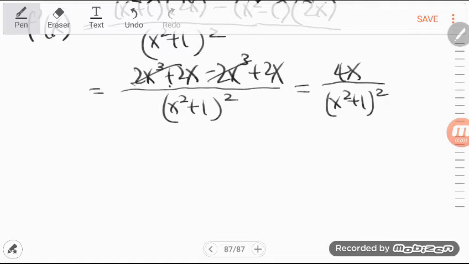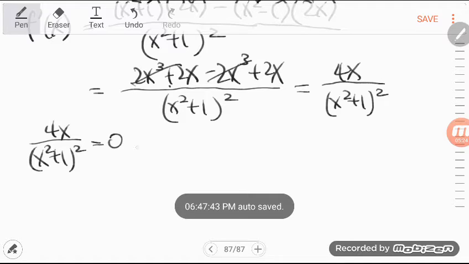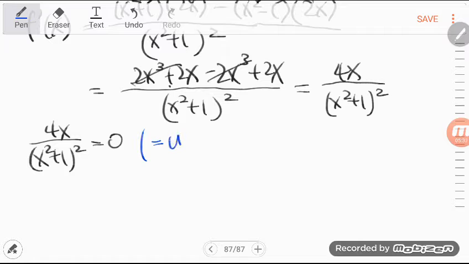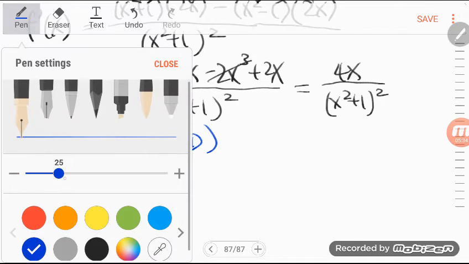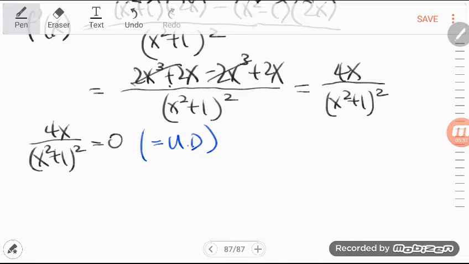Now we have the expression for the first derivative. We need to find the critical points. So 4x over x squared plus 1, squared, is equal to 0. This is what we have been doing so far: equating the first derivative expression to 0 to find the critical points. But don't forget, there's also another way, which is when the derivative is undefined. Let's do the equal to 0 first.